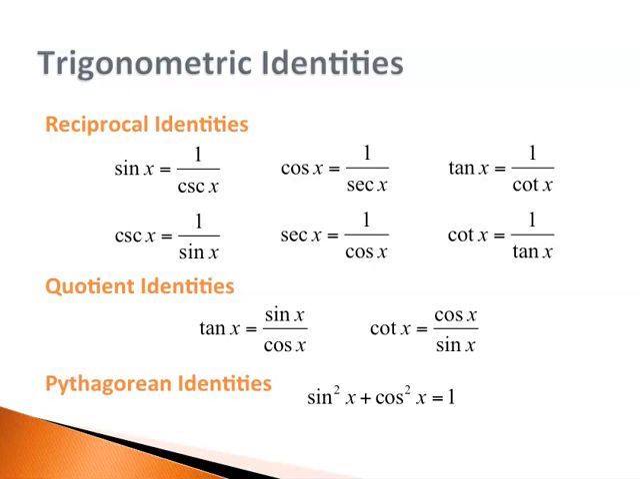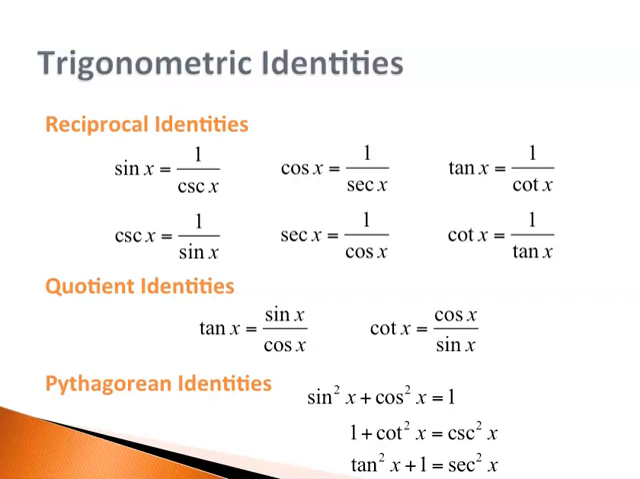Okay, so there are 2 more Pythagorean identities. The next one is 1 plus cotangent squared is equal to cosecant squared. And then the last one is tan squared plus 1 equals secant squared.